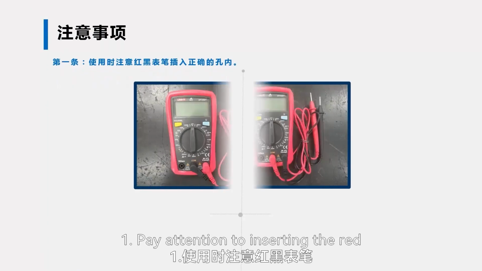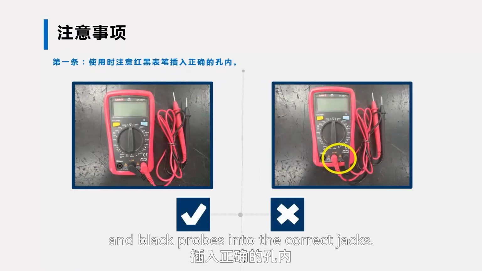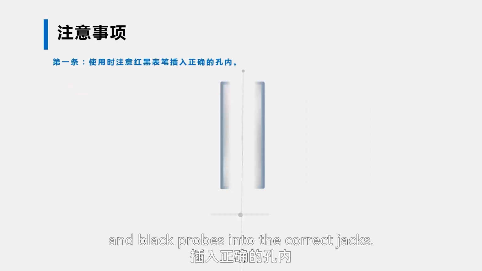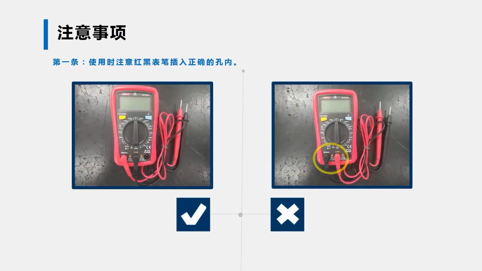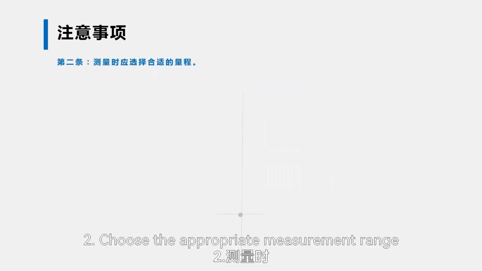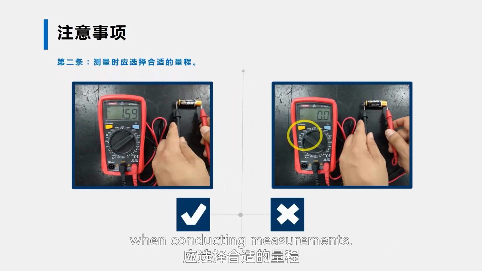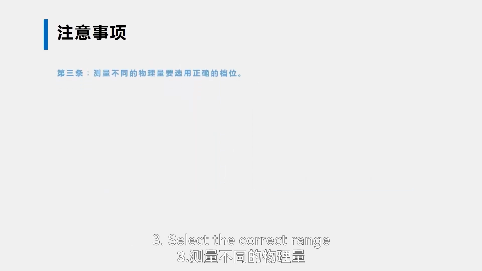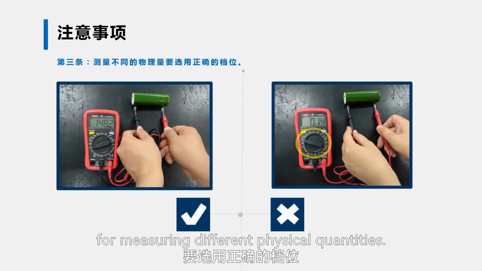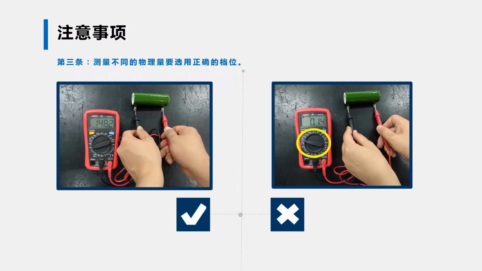Precautions. 1. Pay attention to inserting the red and black probes into the correct jacks. 2. Choose the appropriate measurement range when conducting measurements. 3. Select the correct range for measuring different physical quantities.